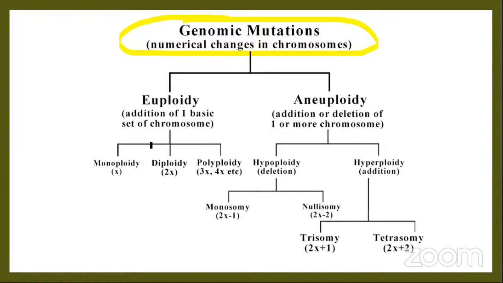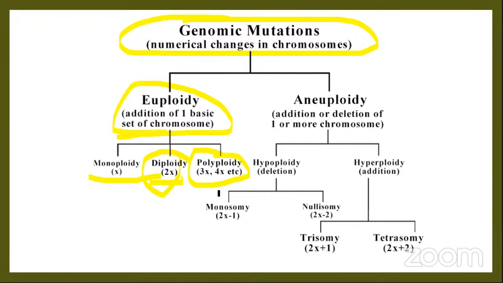So we have already discussed this. Here there is a complete set addition, that's called euploidy. In this, monoploidy and diploidy are the healthy conditions. Okay, and polyploidy is again the problematic condition where instead of having two sets, 3 sets or 4 sets will be there. The next is addition or deletion of chromosomes. It's called aneuploidy. Aneuploidy is the most important and we have to study it.